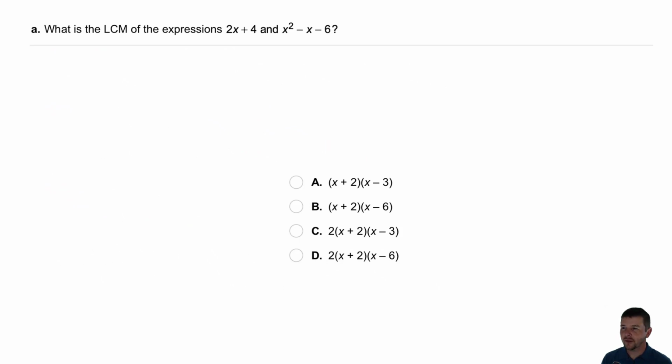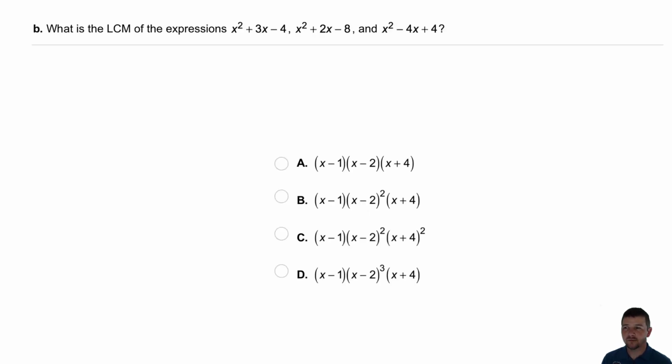Your turn, part A. What is the LCM of the expressions 2x plus 4 and x squared minus x minus 6? Part B. What's the LCM of the expressions x squared plus 3x minus 4, x squared plus 2x minus 8, and x squared minus 4x plus 4?